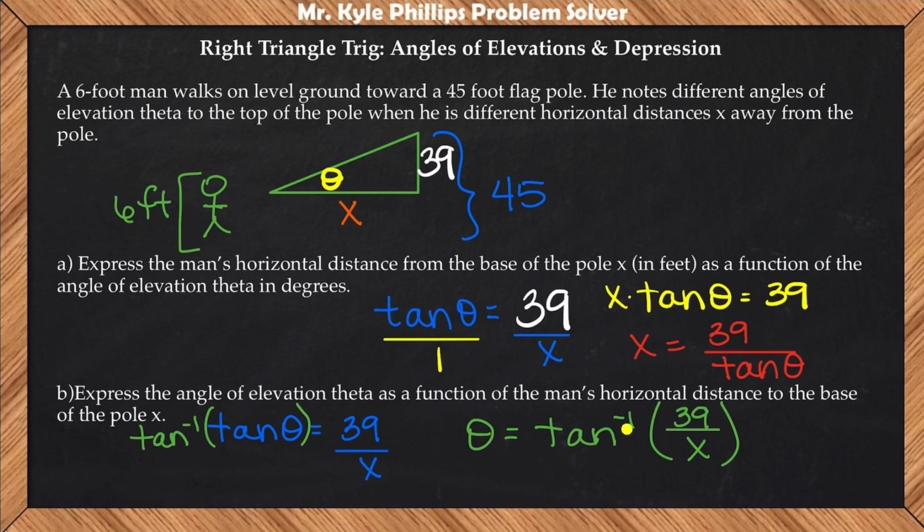So it would just be inverse tangent of 39, the height of the flagpole that the guy is looking at, divided by whatever your horizontal distance is here. So the reason that we're using variables is to represent that it could be any degree of angle of elevation or any horizontal distance, and the formula is still going to be the same.